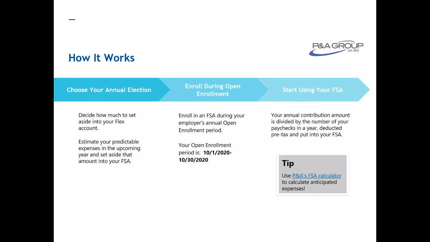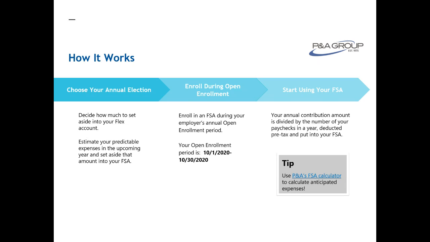Now, how your FSA works: you need to decide how much you want to set aside into your Flex account. You want to use estimated predictable expenses for the upcoming year to set aside that amount into your flexible spending account. There are two different accounts that you have the option to enroll in, and we'll discuss each of those in more detail in the following slides.